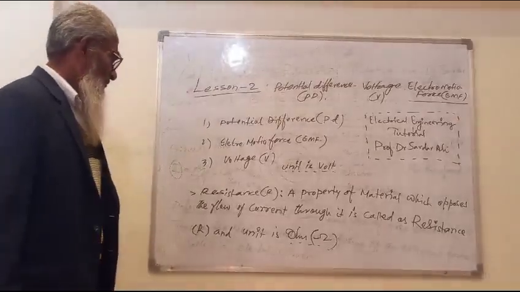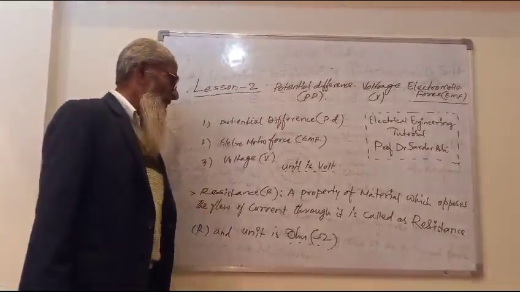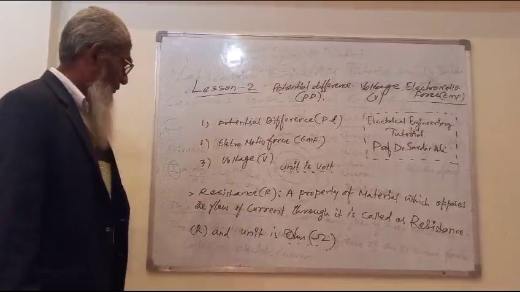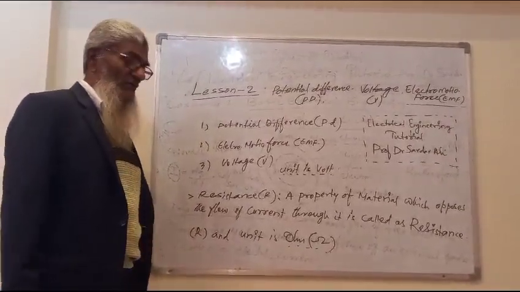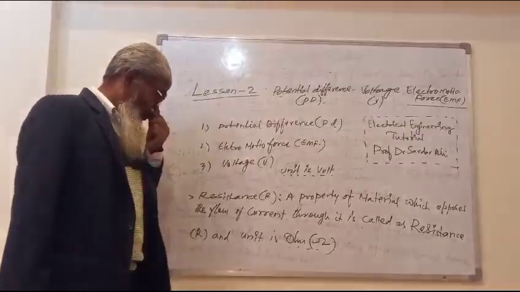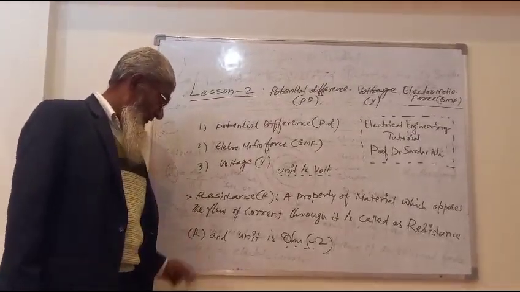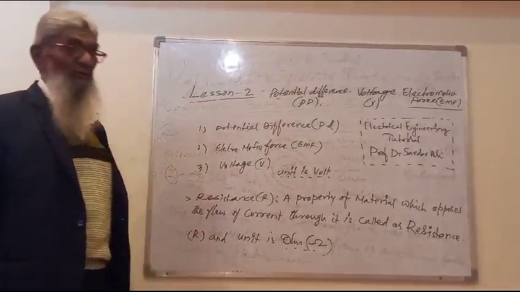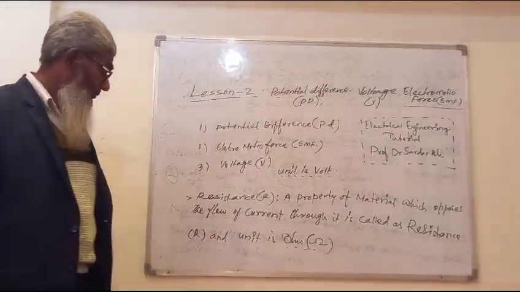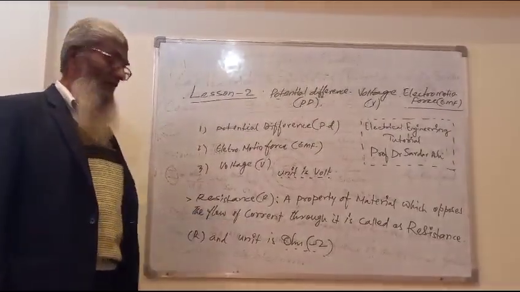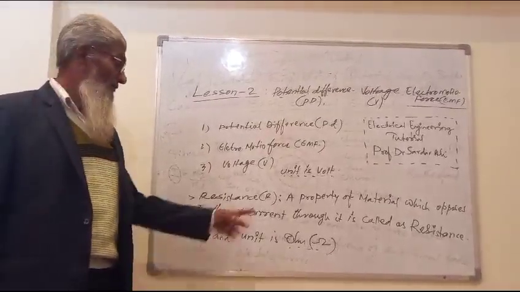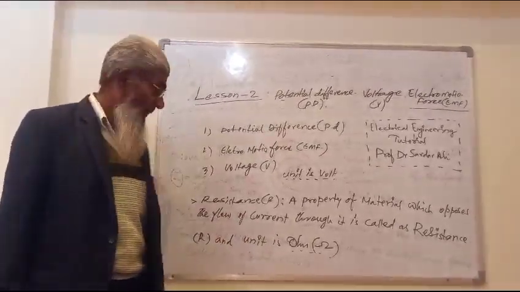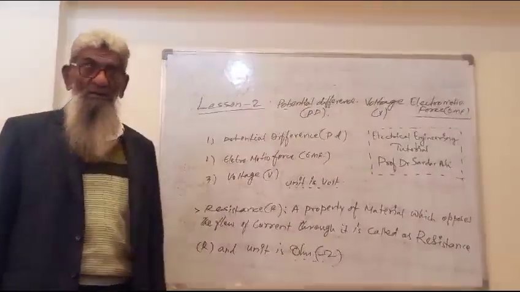Electrons. So you can define as a property of material which opposes the flow of current through it is called the resistance. Symbol will be capital R and its unit is ohm. Why? Because Ohm is also one more scientist who discovered this opposition property of the material, so it is named after him only as ohm.